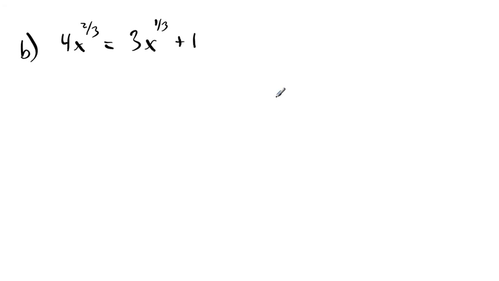Example B. And we want to go ahead and do the same fashion. Let's rewrite this. So it looks like au squared plus bu plus c equals 0. Okay, so let's first write this in standard form, put all the terms on the same side. So I'm going to subtract 3x to the 1/3.